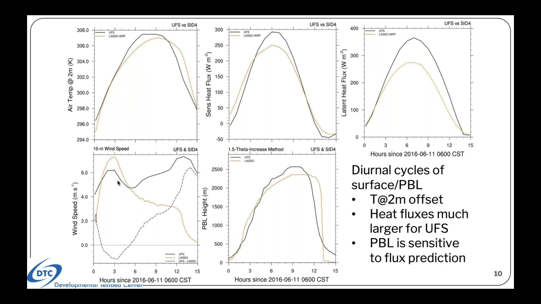Looking at the wind speeds, and this is just wind speed, this is not a vector quantity here. There are a few hours early in the simulation where the LASSO is faster than the UFS in terms of wind speed, but we can see late in the simulation distinctly faster wind speeds for the UFS.